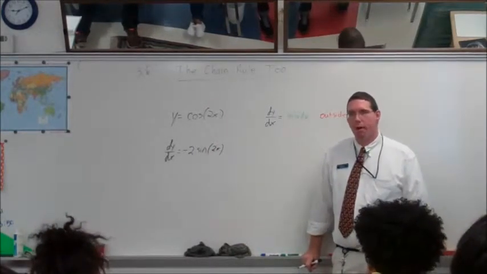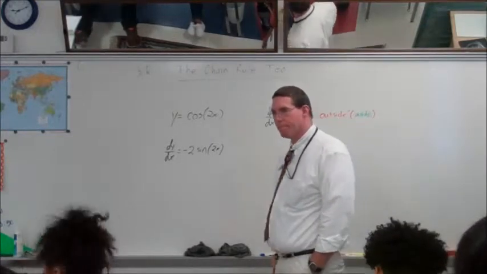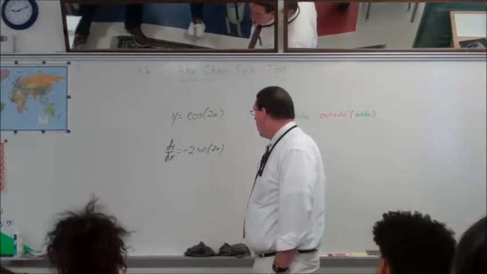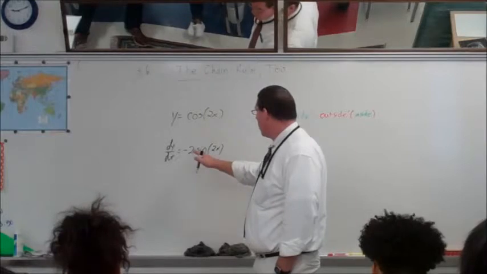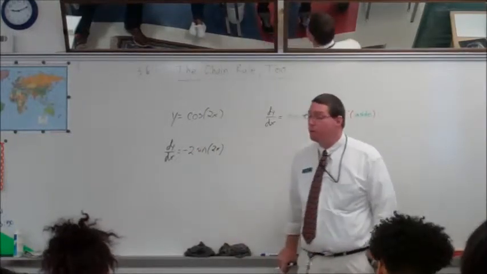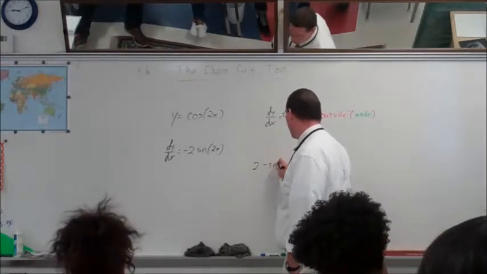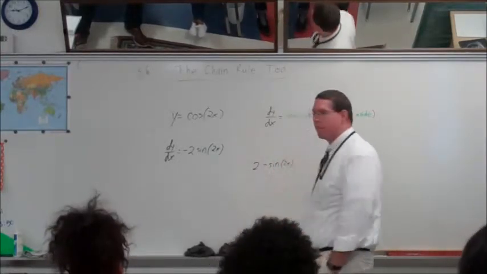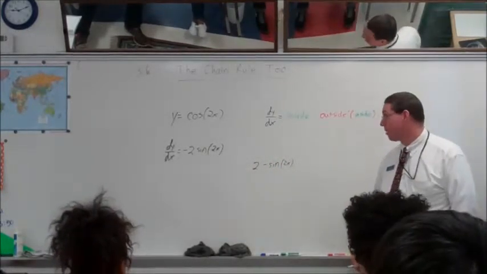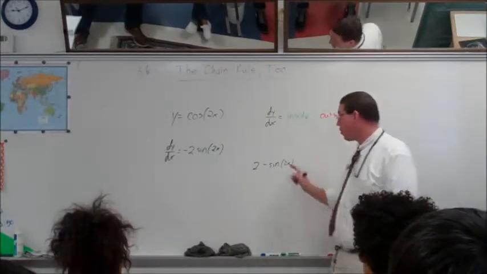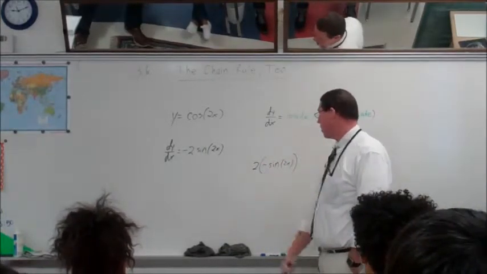Pretty cool, huh? Will we lose points if we don't distribute the 2? Or the negative, like if I put 2 times negative sine? Oh, no, that's fine. But you better have parentheses. I have had students in the past write this. You know what that looks like to me? 2 minus sine. That looks like 2 minus sine of 2x. Okay, this is wrong. This is correct.